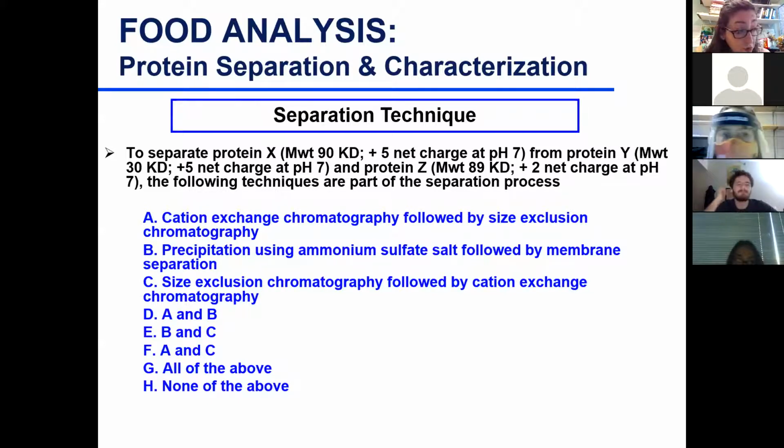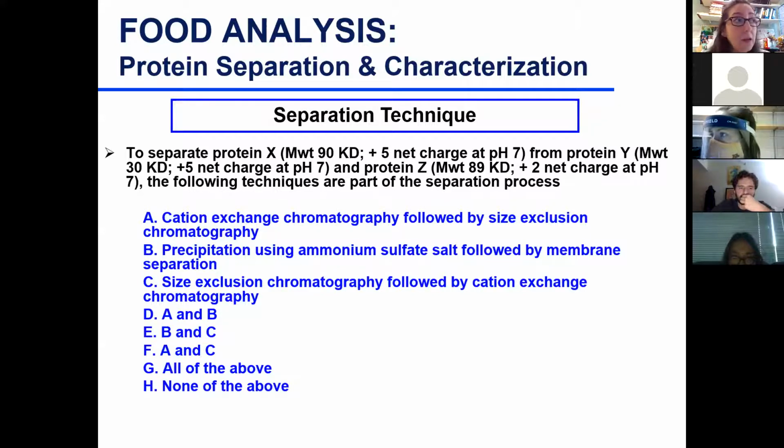I can also do C, where I do size exclusion first. It doesn't matter the order. I can separate first with size exclusion; X and Z will be together. They will elute first together, and the 30 kilodalton will elute later. So I can separate them that way, then take the first fraction that comes off the column that has my X and Z, and then run cation exchange and separate it that way.